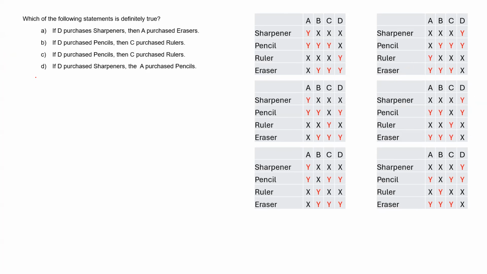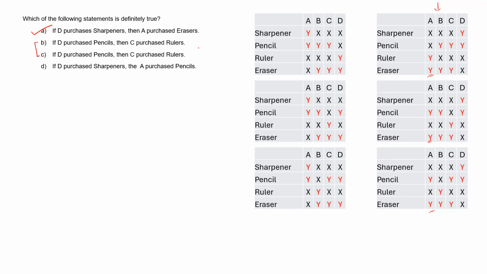Let's look at the next one. Which of the following statements is definitely true? If D purchases sharpeners, so this is the case, all D purchases sharpeners, then A purchases erasers. Is definitely true, it is saying. So A purchases eraser here, A purchases eraser here, A purchases eraser here. Yeah, so this is definitely true. If you look at this question, option B and option C are the same. It came in the CAT paper also in a similar way, so that is why we have not changed it. But this is a mistake in the question. Okay, so we need to only check for one of these.